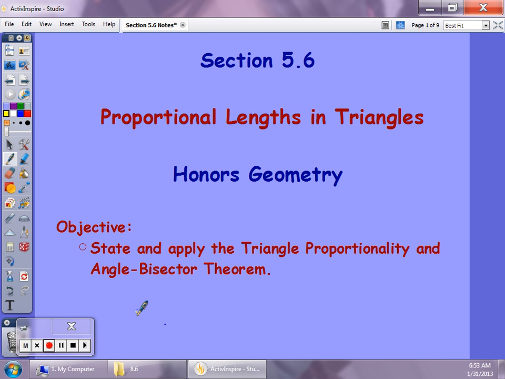This honors geometry lesson on section 5.6 will cover proportional lengths in triangles. The objective is to state and apply the triangle proportionality and angle bisector theorem.